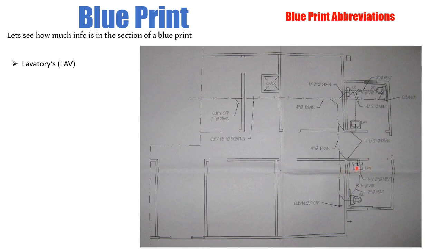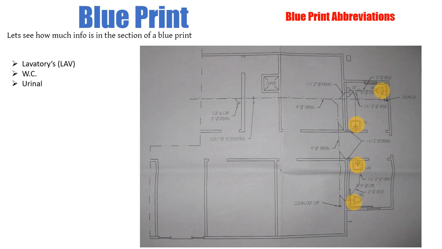Here's one, the symbol and the abbreviation. Again, the symbol and the abbreviation. So we have two lavs. Can you see the WC? WCs stand for water closets, okay, which is a toilet. So how many toilets do we see here? Well, we have one here with this abbreviation WC. We have another one here with its abbreviation WC. So we have two toilets.